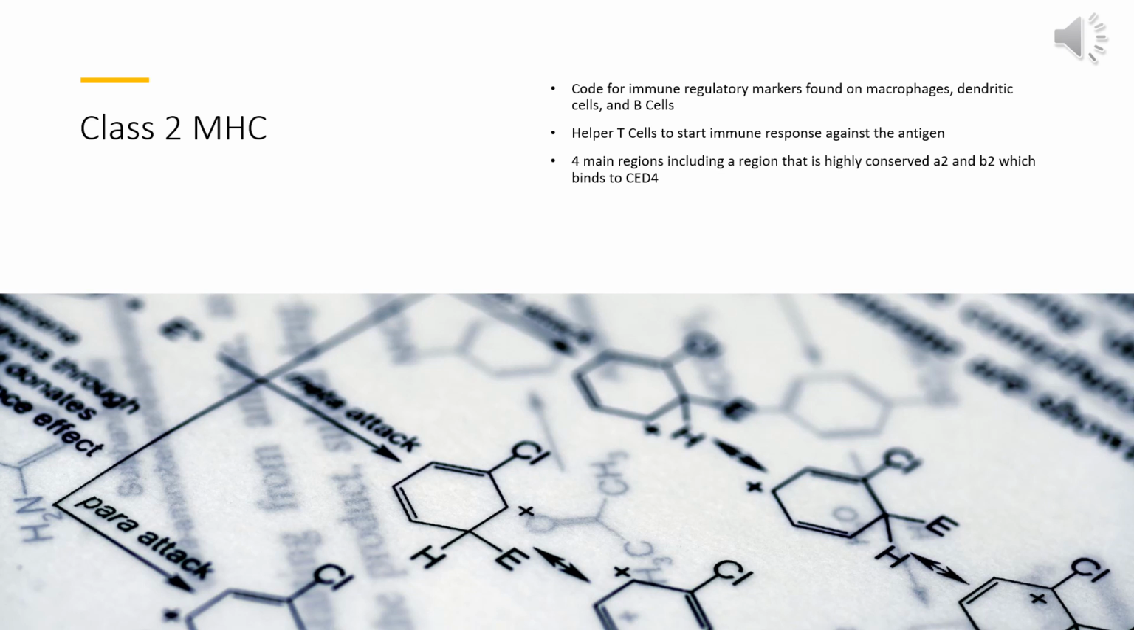The second characteristic is going to be helper T cells. What they do is they start immune response against the antigens that enter the body. And then, just to go a little bit deeper into it, class 2 has 4 main regions that include a specific region that is highly conserved A2 and B2, and that binds to CD4. My apologies, I believe that's a typo. I believe it's just CD4. It binds to CD4.